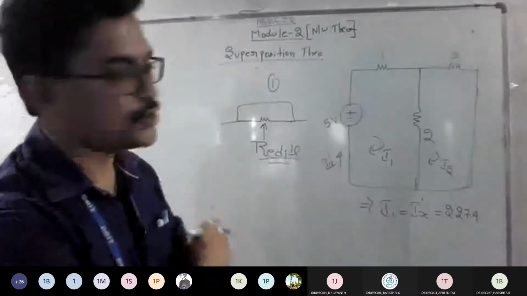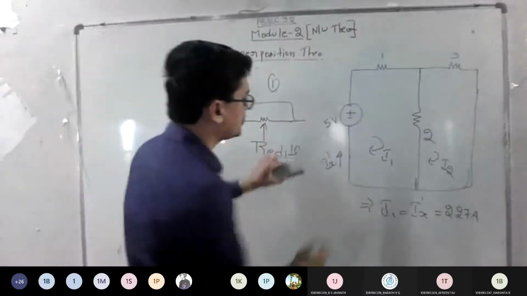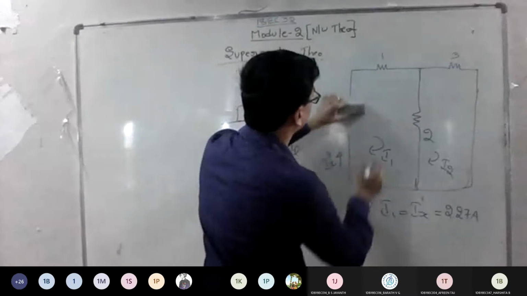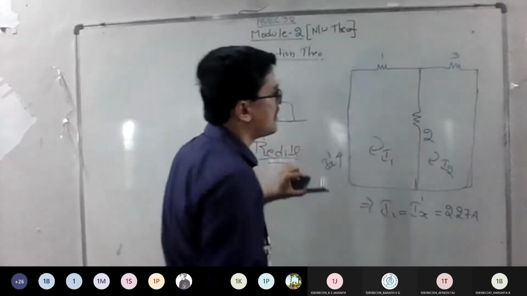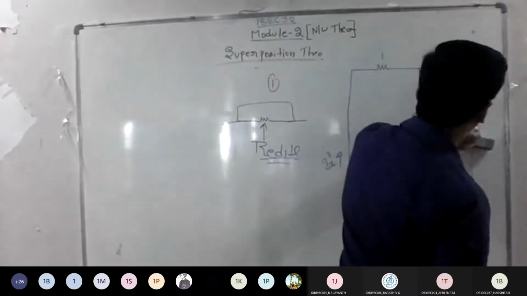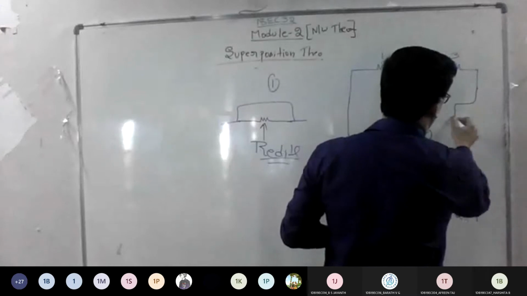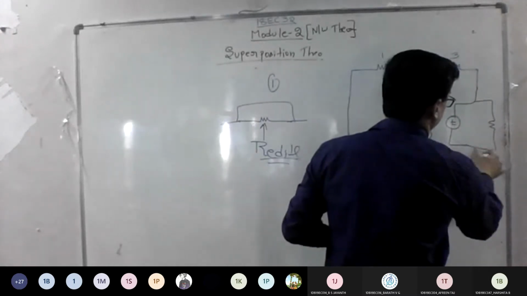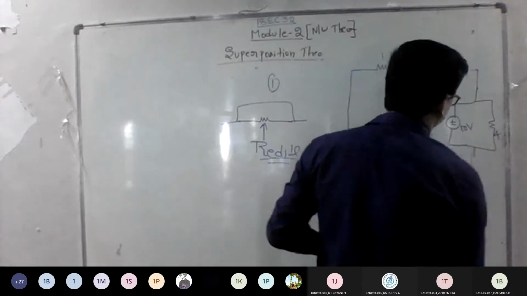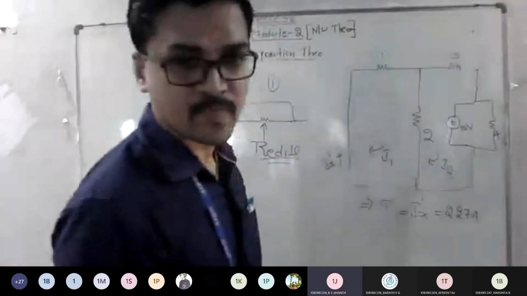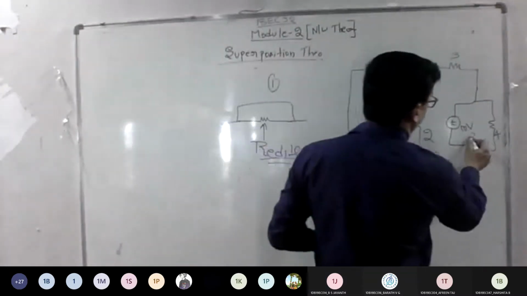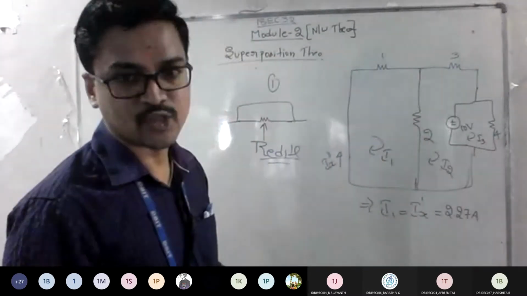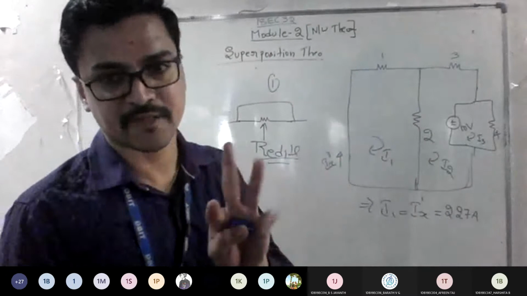Now case two. This becomes Ix double dash. Short this, and read back what was there earlier. I think 10 volt was applied. Was it 10 volt that I gave? Yes, sir. Okay. Now you can consider I1, I2, I3 your way. Your wish. Now it is becoming 3 meshes.